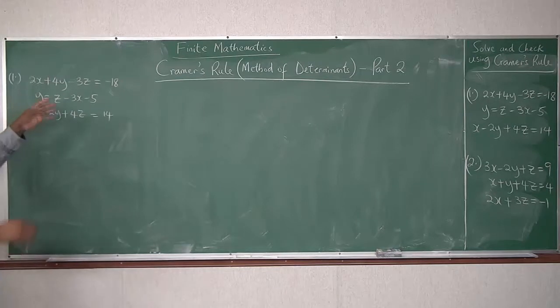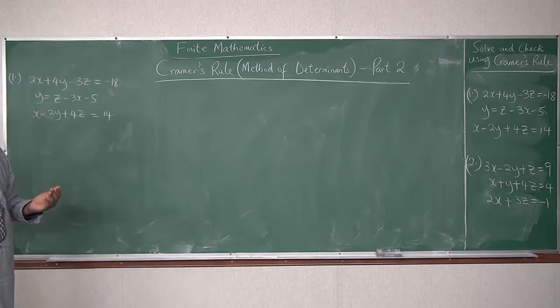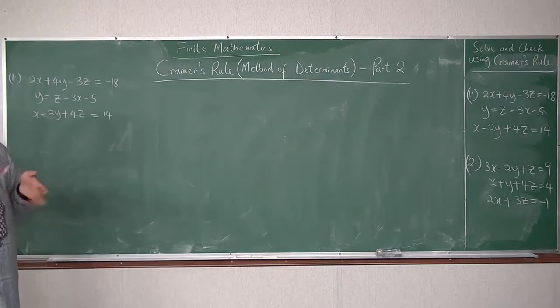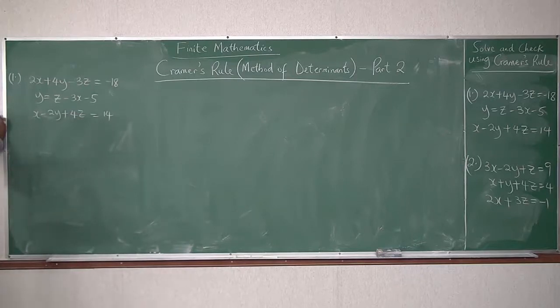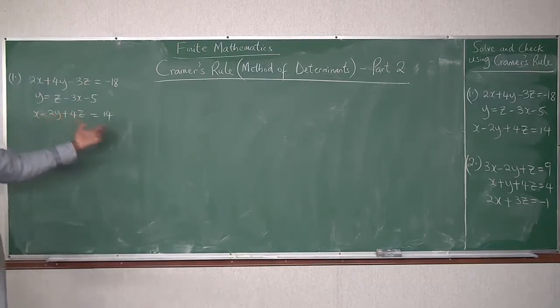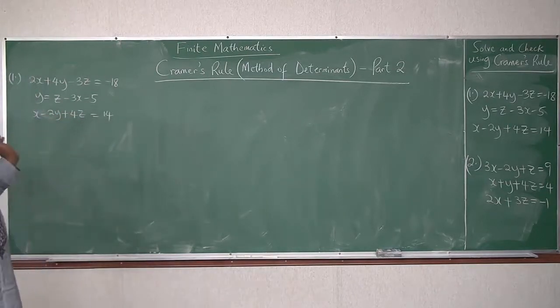So we follow the same steps we did in the matrix inverse method. We just don't use the formula for the matrix inverse. But we follow the same steps that we pointed out in the video on the matrix inverse method. First of all, can you simplify it? 2, 4, negative 3, negative 18? No, you cannot. 1, 1, negative 3, negative 5? No. 1, negative 2, 4, 14? No. Then make sure the variables are complete.